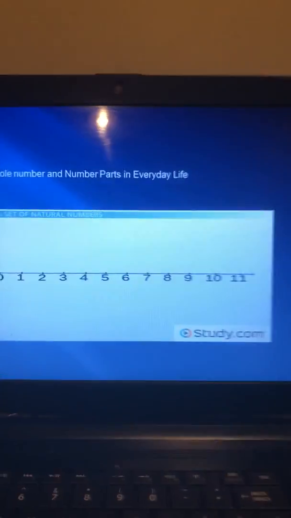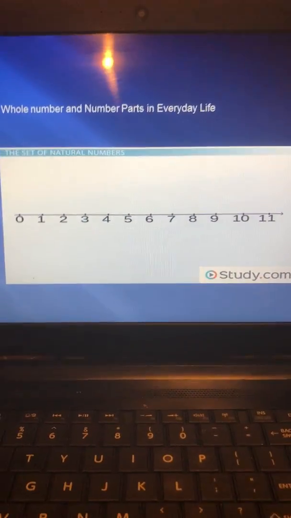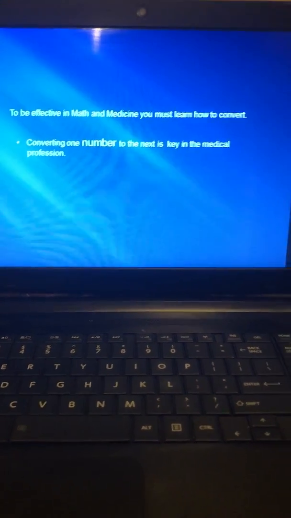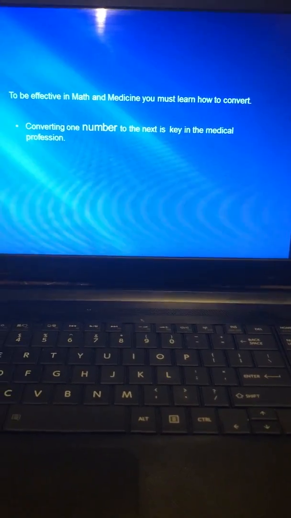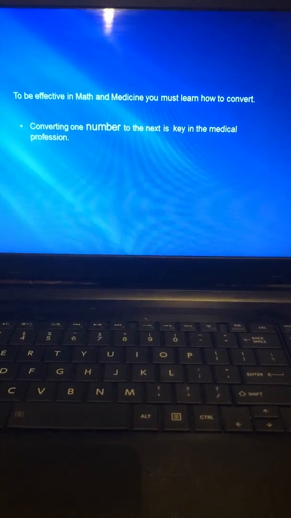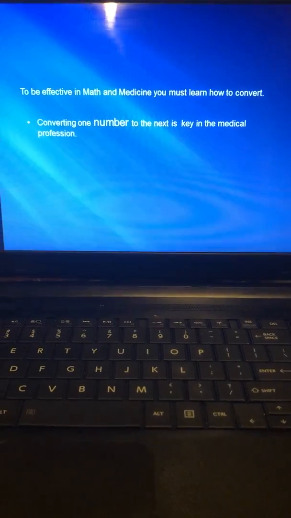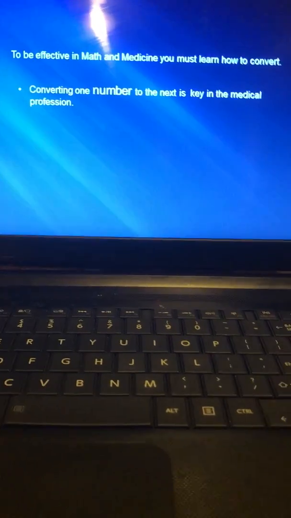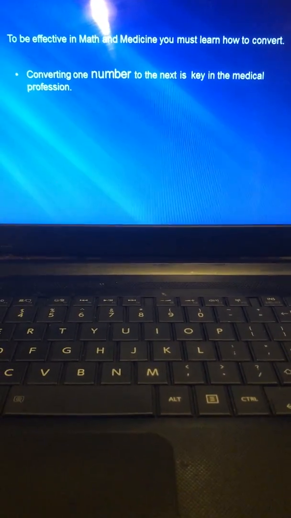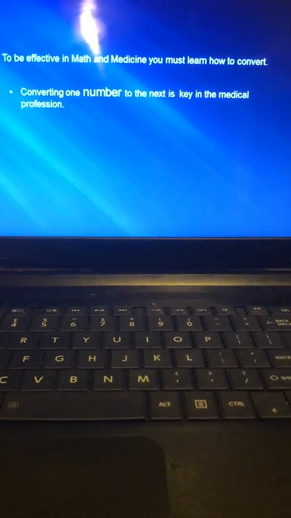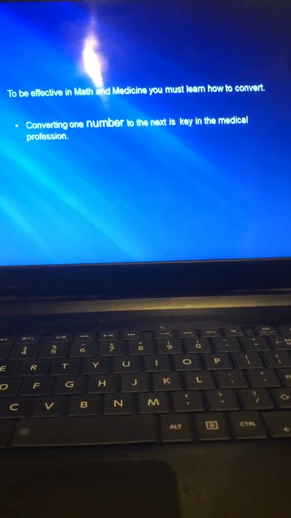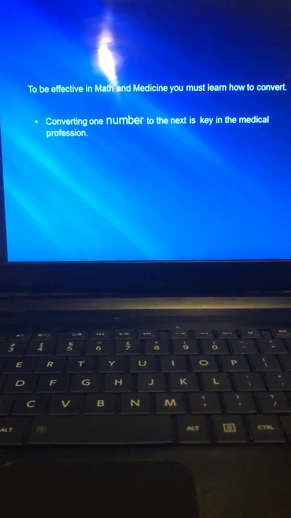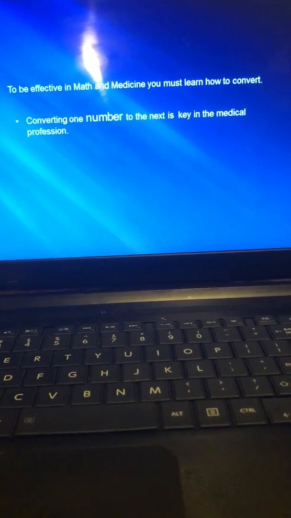Your next thing would be your ratios. So your ratios and your number parts work hand in hand. To be effective in math, you must learn how to convert. And converting one number to the next number would be really key in the medical profession. So we're going to talk about your fractions to whole numbers. You want to turn a half into 0.50. You also want to know your decimals and how to move them from one place, like a fifth, the tenths place, the hundredths place, the thousandths place.